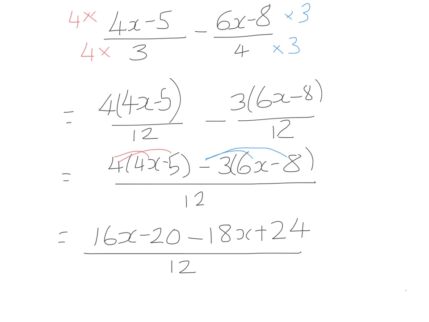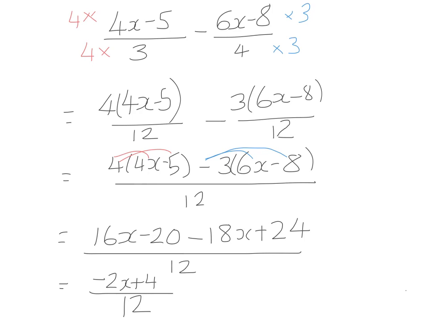And once again, I don't have enough space, so I'm just going to do it quite small. You just need to collect your like terms. So 16x take away 18x is minus 2x. Minus 20 plus 24 is plus 4. And that is all over 12. You could simplify that further. You could take out a common factor of 2 from the top and bottom and keep going, but I'm just going to leave it like that there.